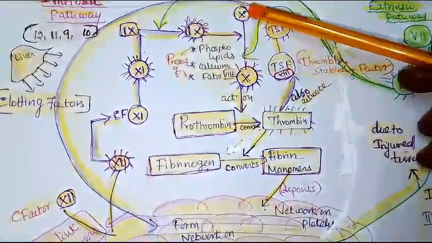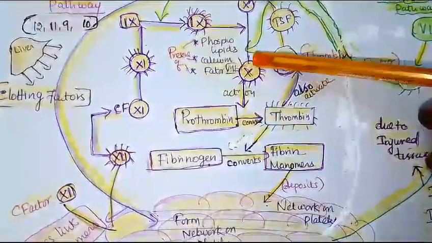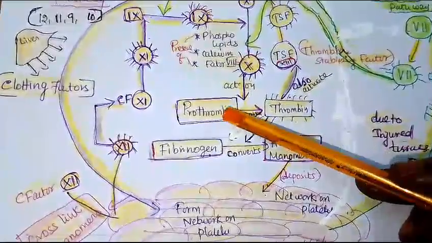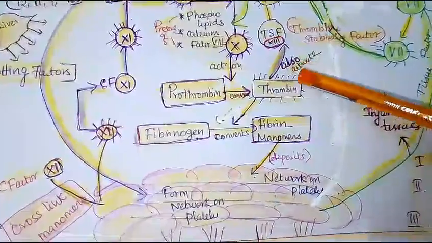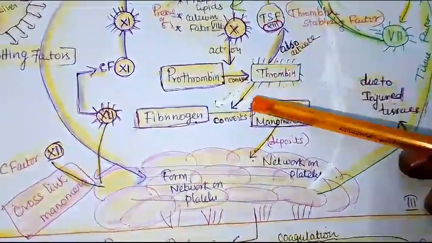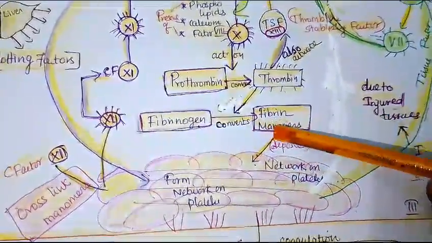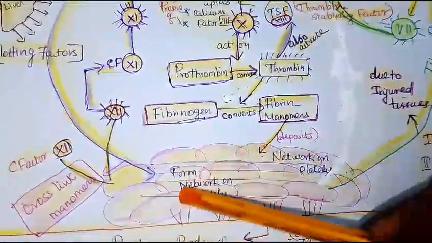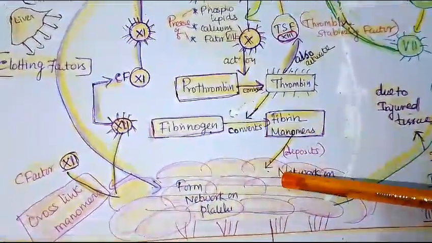So this factor also activates, and with its help factor 10 is activated, becoming activated factor 10. Then the activated factor 10 acts upon the prothrombin and converts prothrombin into thrombin. Thrombin acts upon the fibrinogen and converts it to fibrin monomer. This fibrin monomer forms a network over the injured area, over the platelets. It will be depositing. Understand?